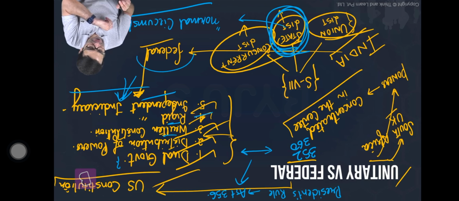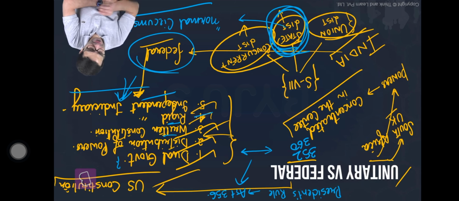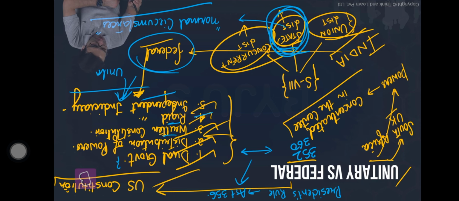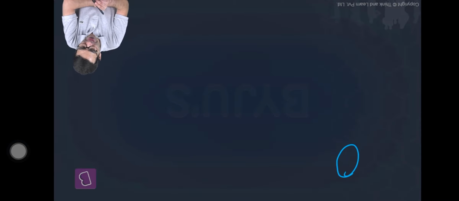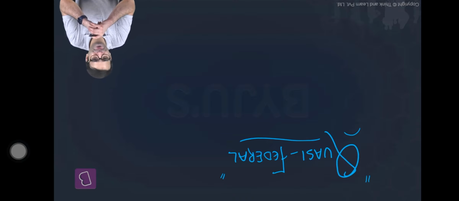So how are we a federal constitution? That is why some people say India is not a federal constitution. India is basically a unitary constitution with some federal features. And the best term that is used for Indian constitution is that it is quasi-federal. Neither completely unitary nor completely federal. But in normal circumstances, we are completely federal.